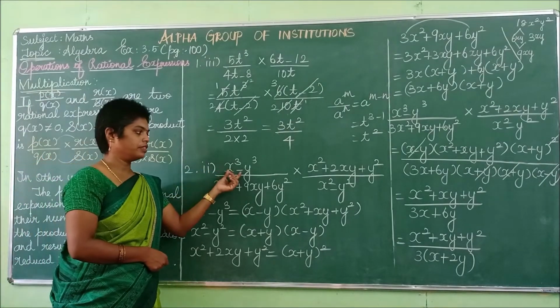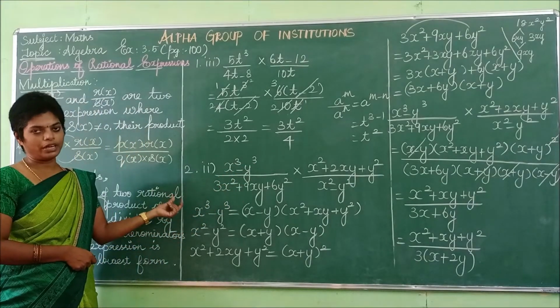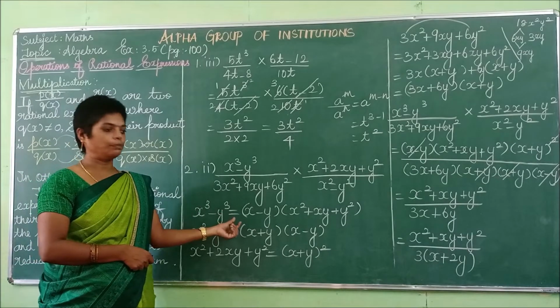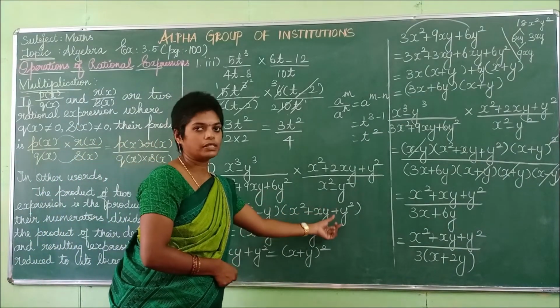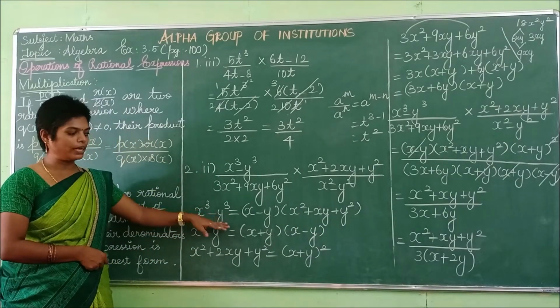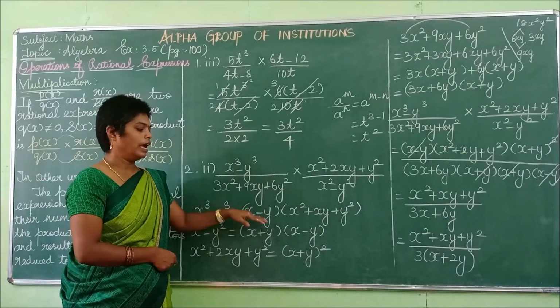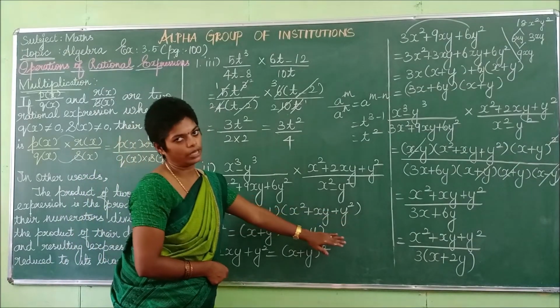So first, what is the first term? X cube minus y cube. You know the formula. X cube minus y cube is nothing but x minus y into x square plus xy plus y square. So tell me the formula. X cube minus y cube is nothing but x minus y into x square plus xy plus y square.